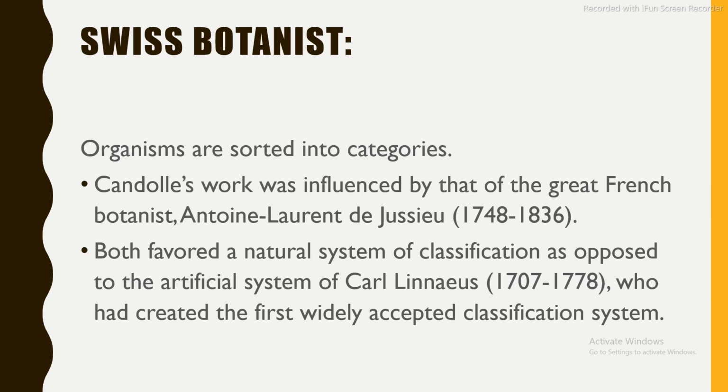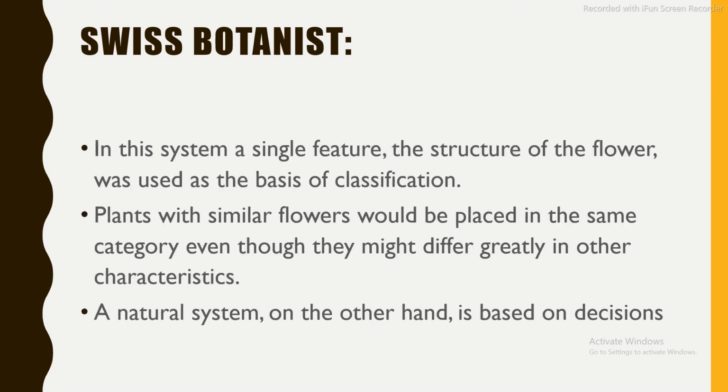Candolle's work was influenced by that of the great French botanist Antoine Laurent de Jussieu, 1748 to 1836. Both favored a natural system of classification as opposed to the artificial system of Carolus Linnaeus, 1707 to 1778, who had created the first widely accepted classification system. In this system, a single feature, the structure of the flower, was used as the basis of classification.